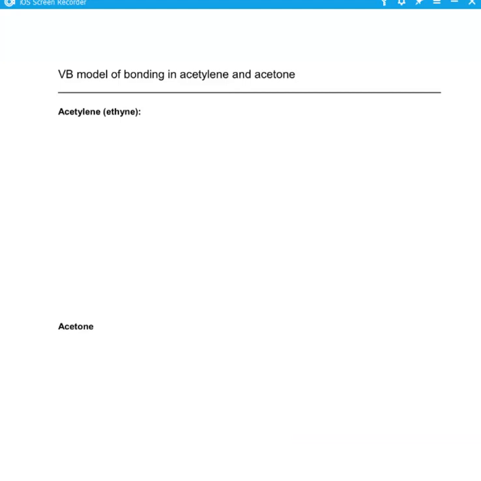Moving along with our discussion, let's take a look at a molecule called acetylene, which we encountered previously. That's its common name. Its IUPAC name is ethyne. So this is the simplest alkyne that you could have. So common and IUPAC.